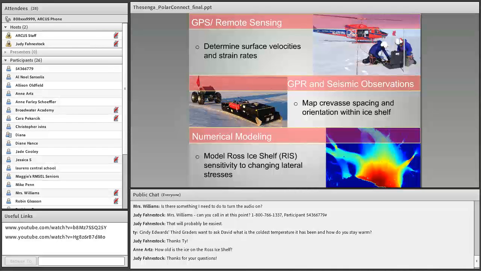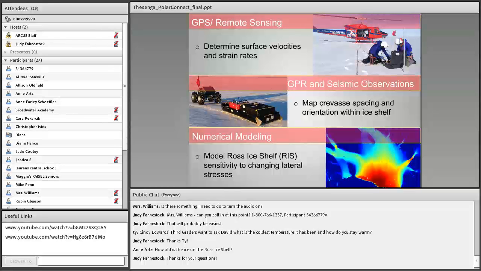Okay. Welcome back. I'll just jump right back in. I think we dropped out, and I was about to talk about numerical modeling. That's correct. We take all of our GPS and GPR observations and observations of what's happening at the side of the ice shelf, and we put that into a sophisticated model that can determine how sensitive the ice shelf is as a whole to changes along the side.